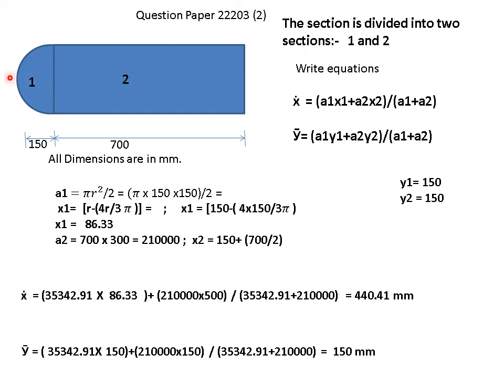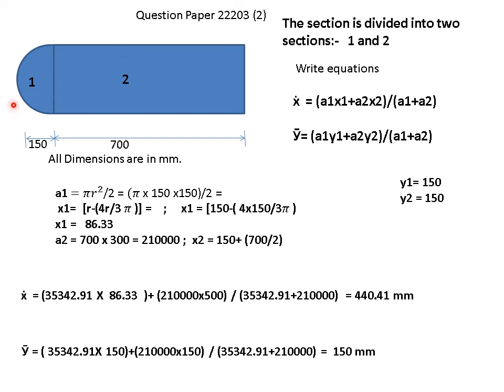Now if I draw a line here at the center parallel to the x-axis like this, then you can see this figure is symmetrical about the x-axis. Means the center of this figure will lie at half of this width. Now the radius given is 150 mm, so this will be 300 mm. That means y bar will be at 150 millimeters, at the center of this height. But still we can calculate it.